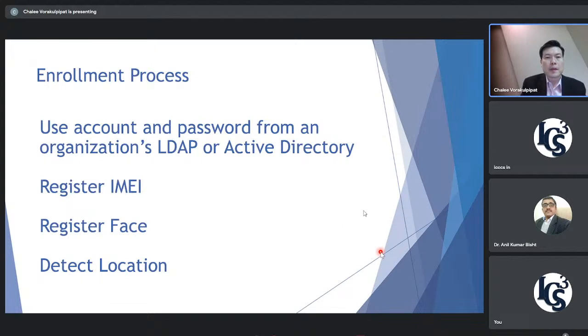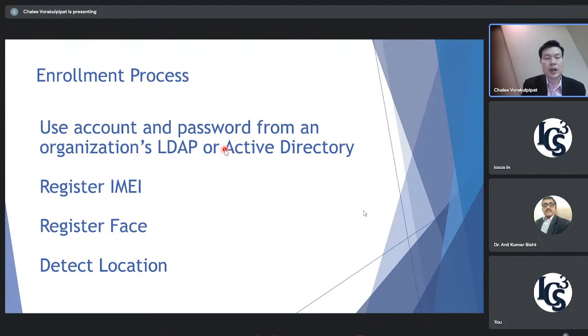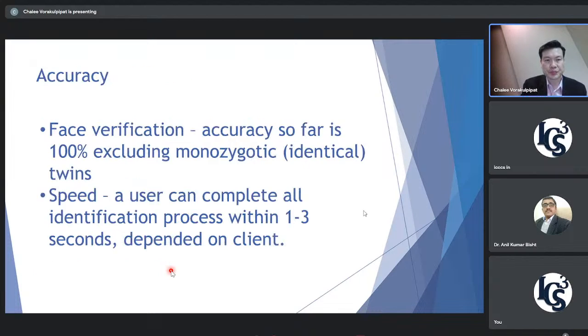Here, we check everything. We check username and password from the organization's LDAP or Active Directory, from the personnel database. Okay, we use IMEI. IMEI is a unique hardware ID of a mobile phone. It's like a MAC address in a mobile phone. We register face and also detect location. Yeah, it is in detail.